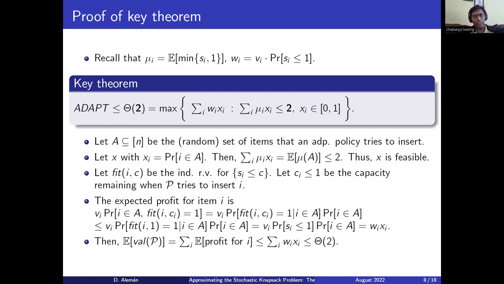So it seems like here you're using some properties of the setup, that the policy decides to insert item I without knowing its realization, right? So that's why I in A is not having any effect on the realization of SI. Yes. I mean, that's crucial here, right? I'm just clarifying that it seems crucial here that I being in A, like you're deciding on item I without knowing its realization, because otherwise. Right, right. Okay. All right. Yeah. Go ahead.